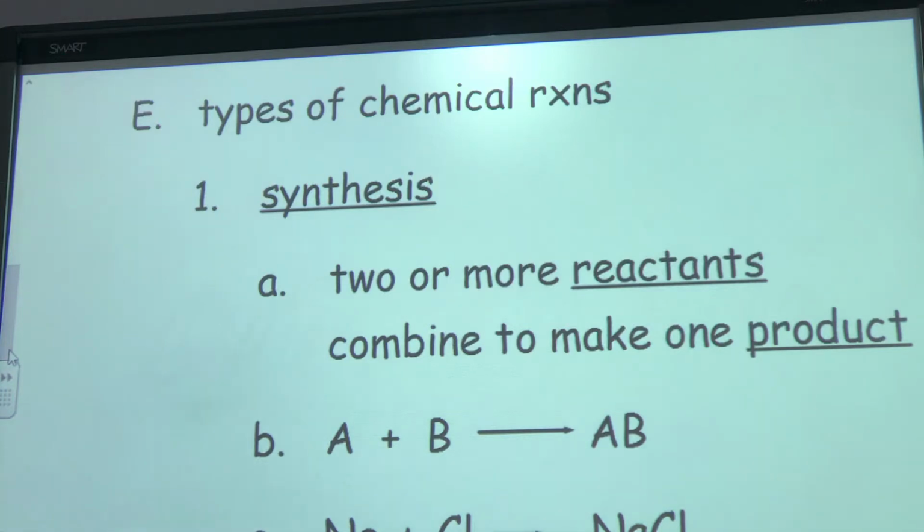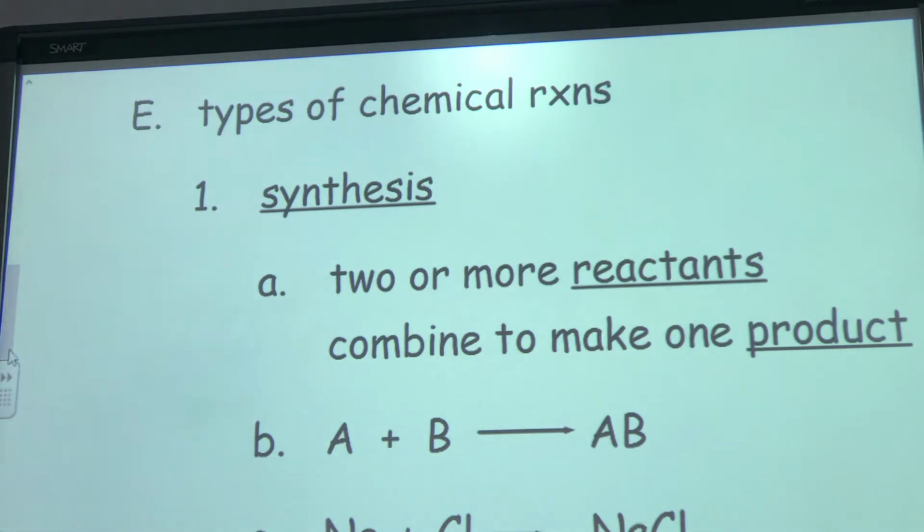So, chemical reactions, remember, bonds are either constructed or broken. Chemical bonds made or broken. And when that happens, that's called a chemical reaction. We have several types of chemical reactions. Number one is the synthesis reaction.